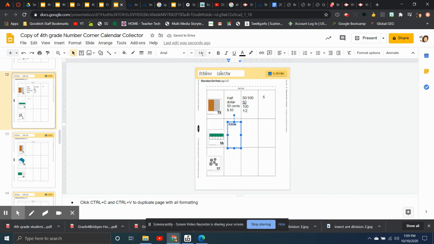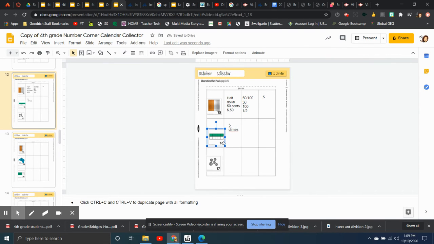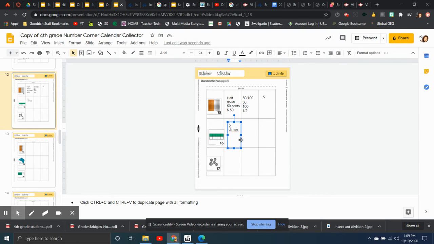We could do 2 quarters. We could do 20 nickels. We could do 50 pennies. Okay. But that shows more of a picture of 5 dimes because you're using a 10 frame. And then our fraction this time would be 5 over 10. There's no hundreds there, so it's 5 over 10.